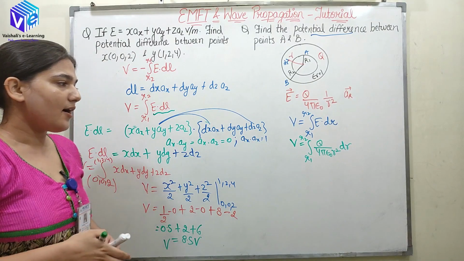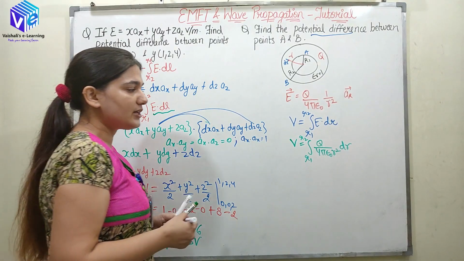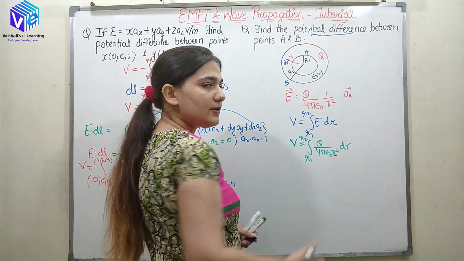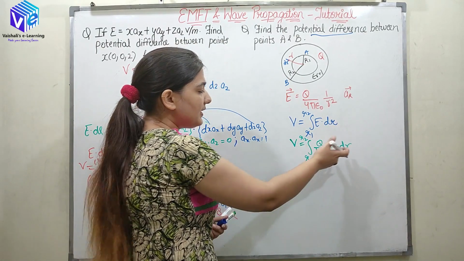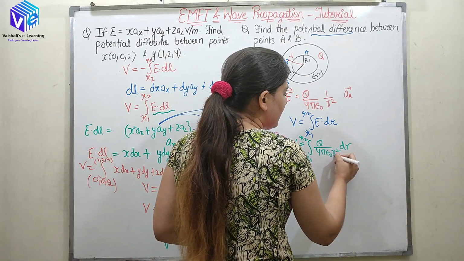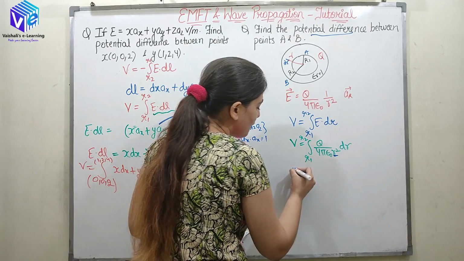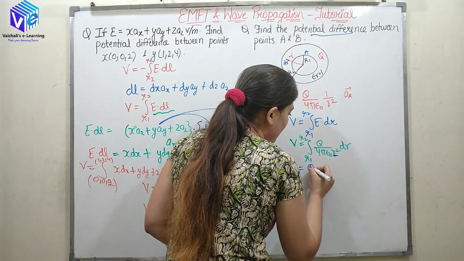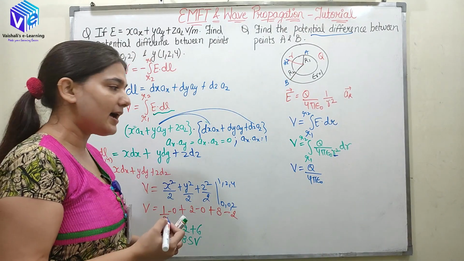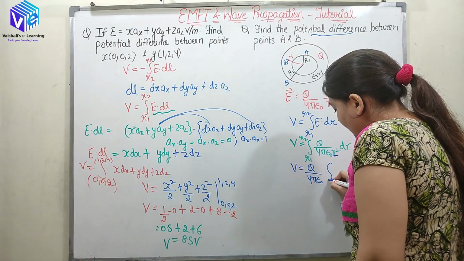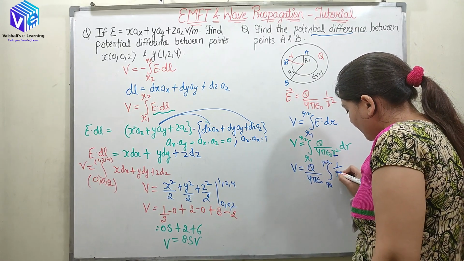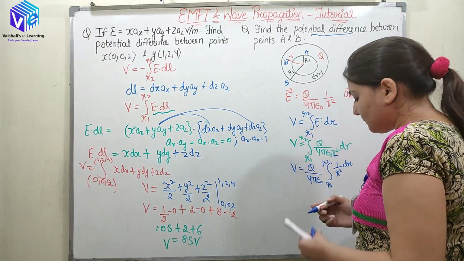So now I know Q is fixed. What is changing? Only r square is changing with respect to dr. I am integrating dr from R1 to R2. So the only variable is r. Now I will be taking all of the things outside. So Q upon 4 pi epsilon naught is a constant and I can take it outside, and in the integration I will be having R1 to R2 integration of 1 upon r square dr.